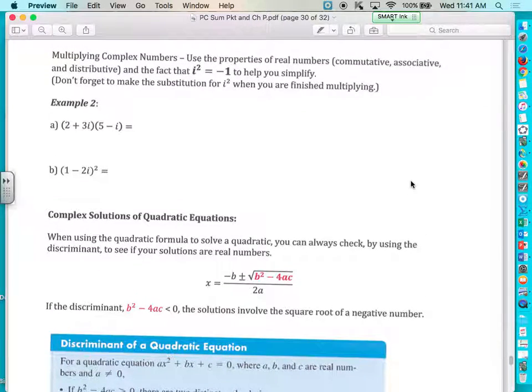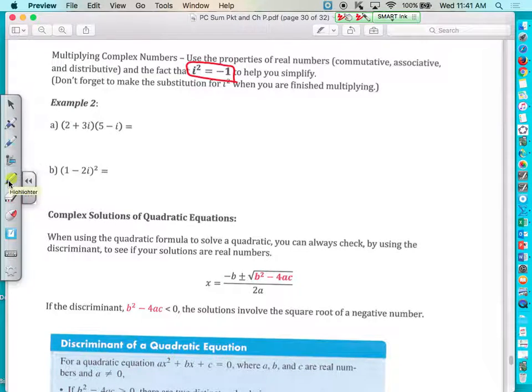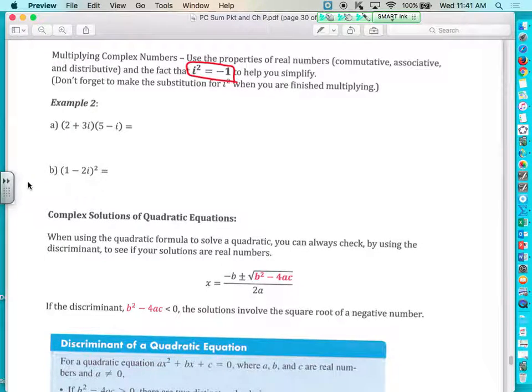Multiplication is just a little bit different because you may end up with an i squared in the problem. And if you end up with an i squared, we can convert that and make that a negative 1. So the first example here, we just FOIL this. First times first is going to give me 10. Outer is going to give me negative 2i. The inner will be plus 15i. And then last times last would be negative 3i squared.